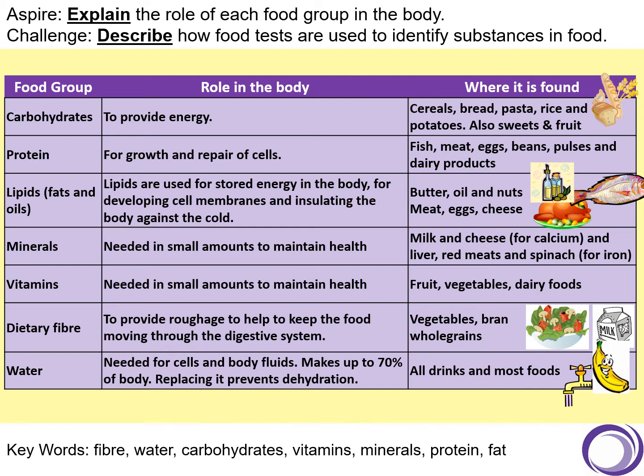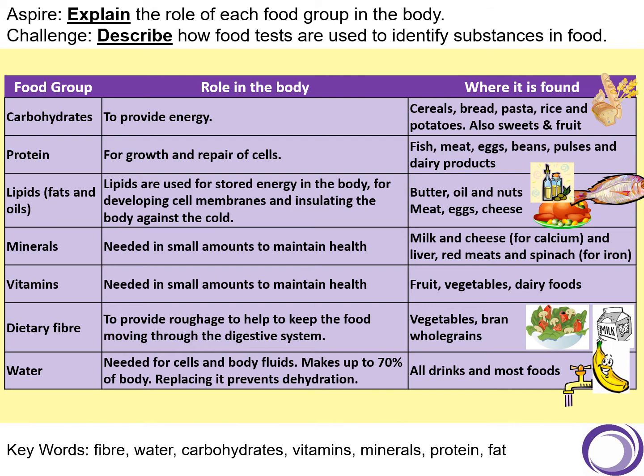we need is the carbohydrate food group. And things that provide us with carbohydrates are things such as cereal, bread, pasta, rice and potatoes, also some sweets and fruit. And the reason why we need carbohydrates is they provide us with energy. The next food group is the protein food group, and examples of things that are high in protein is fish, meat, eggs, beans, pulses and dairy products. And the reason why we need protein is for growth and repair of cells.